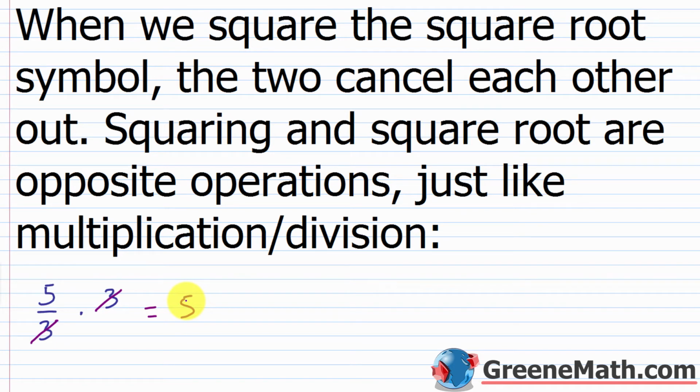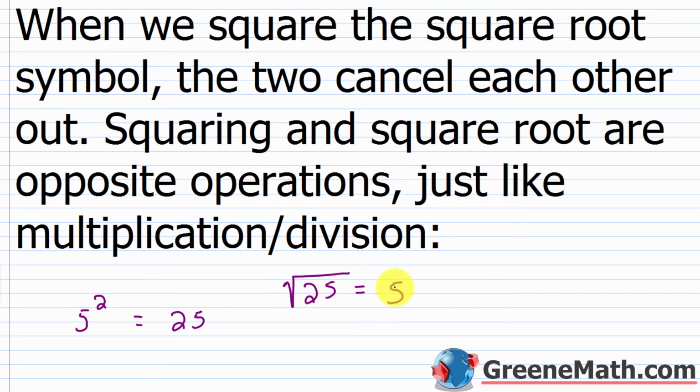If I started out with, let's say, 5, and I square 5, but then I take the square root, I'm going to end up with 5 again, right? 5 squared is what? It's 5 times 5, that's 25. And then if I took 25 and took the square root of it, I'm going to end up with 5 again, right? So it's just like multiplication and division, they're opposite operations.